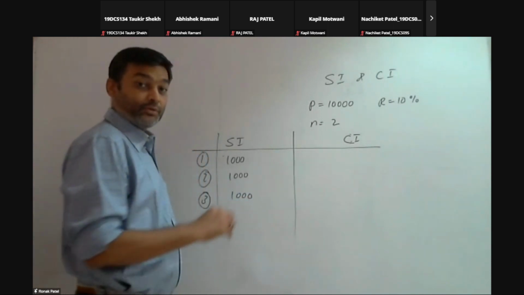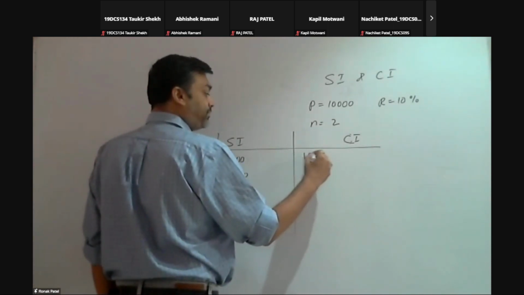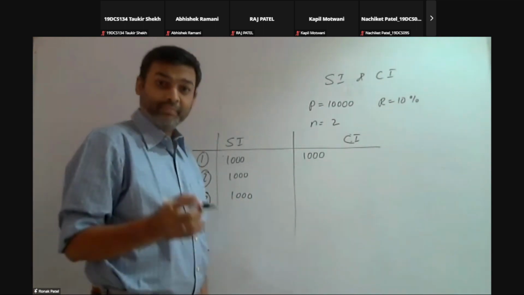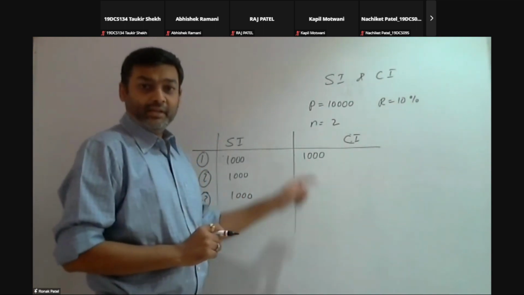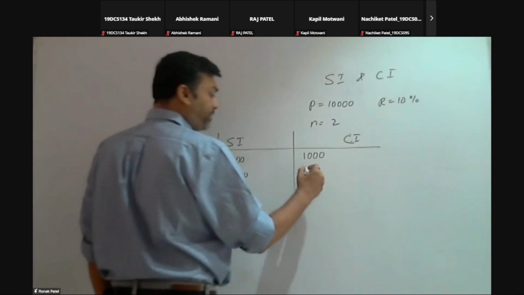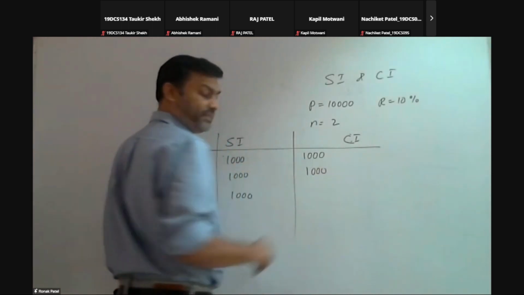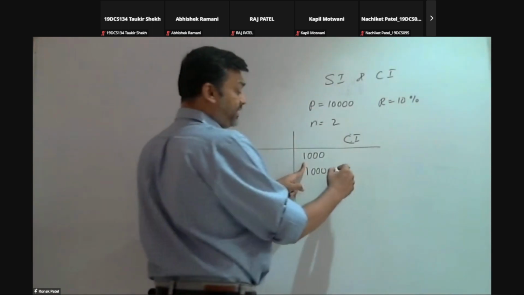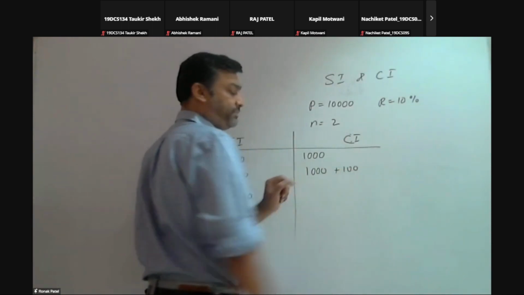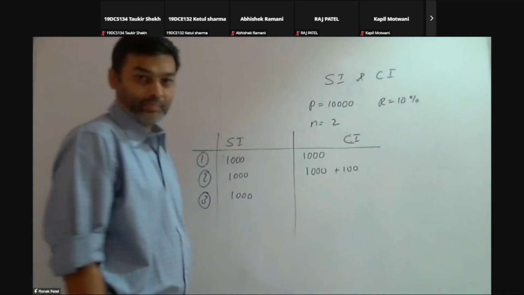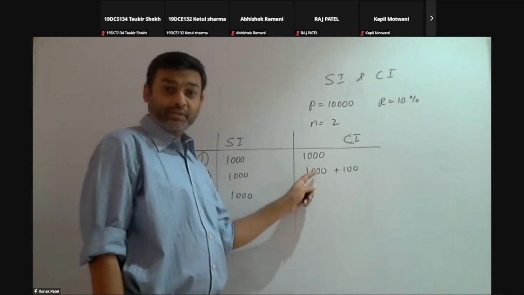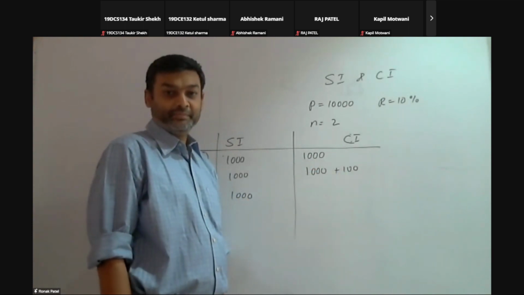Let me see now. Compound interest for the first year is the same, 1,000. Now my method is a bit different. In the next year you will get on the principal the same 1,000 rupees, but on the first year's interest you get 10%, that is 100. So if somebody asks what is 2 years compound interest, it is 1,000, 1,000 and 100, that is 2,100.